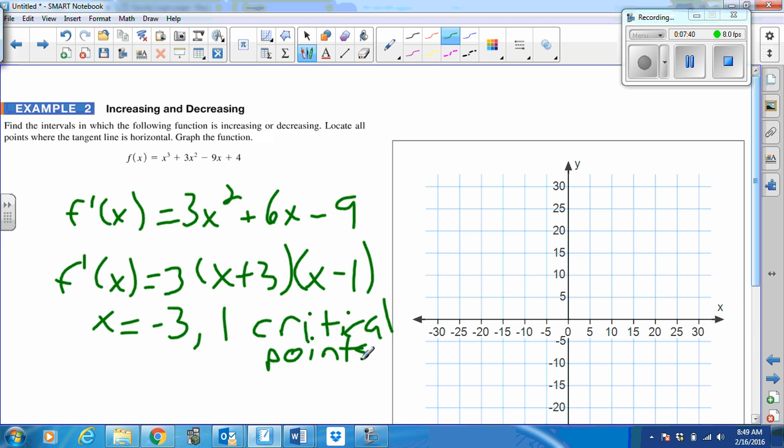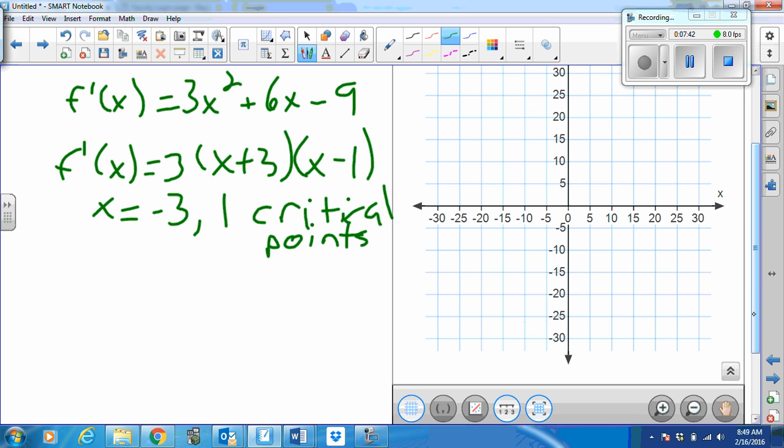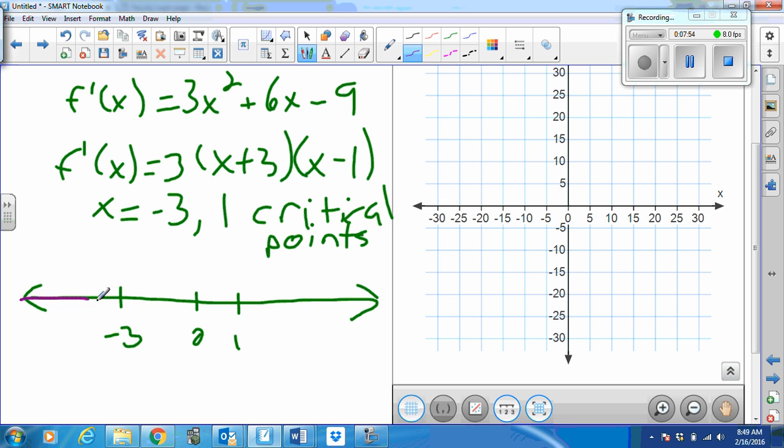So we're going to test on this interval for -3 and 1. Basically I'm going to draw a number line, and I'm going to put -3 on it. Here's 0, here's 1. And so we have 3 places in this interval we need to check to see if the function is increasing or decreasing. We're just going to pick random values in each one of these intervals.